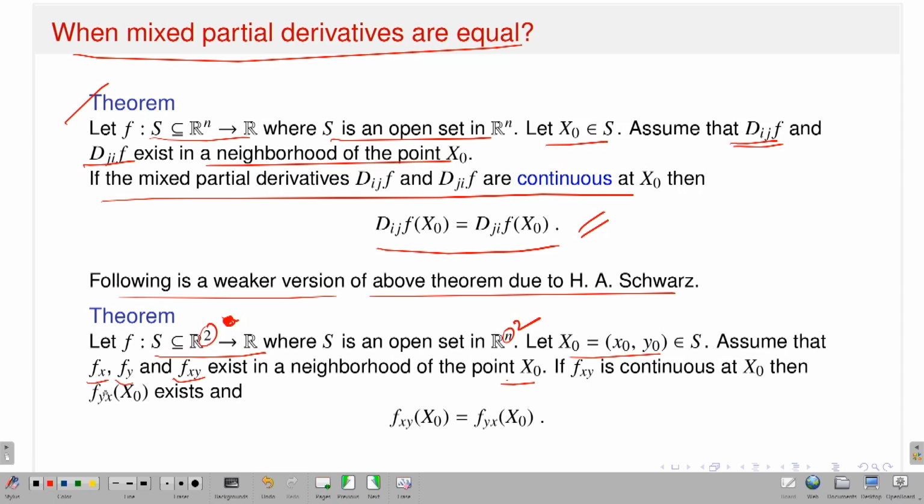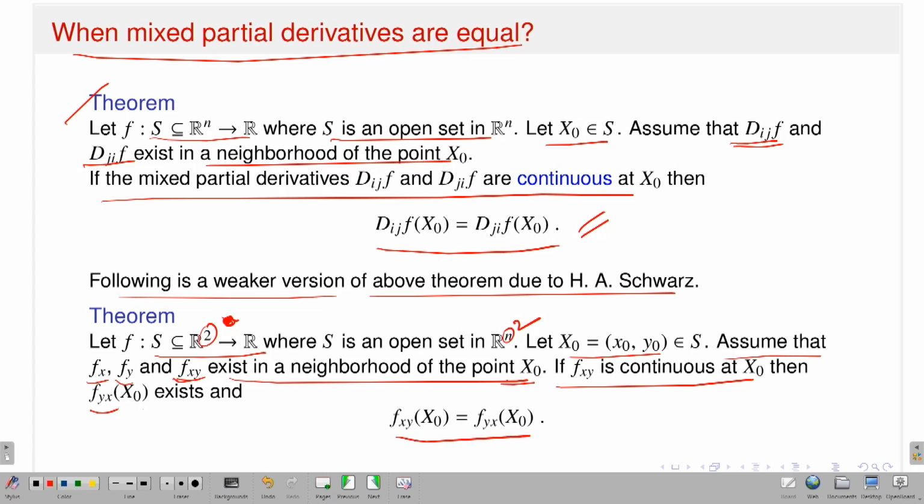When I talk about the existence of mixed partial derivatives, it is automatic that the first order partial derivatives exist. But in the second one, I want the first order partial derivatives to exist along with one of the mixed partial derivatives. I do not say anything about f suffix yx. Assume that f_x, f_y, f_xy exist in the neighborhood of the point x naught, and if f_xy is continuous at the point x naught, then it implies that the other mixed partial derivative f_yx exists and the values will be equal.